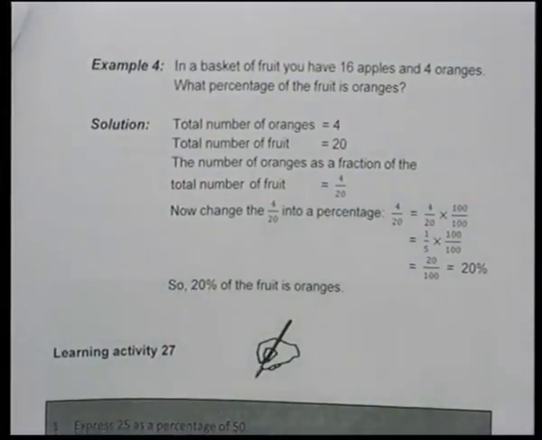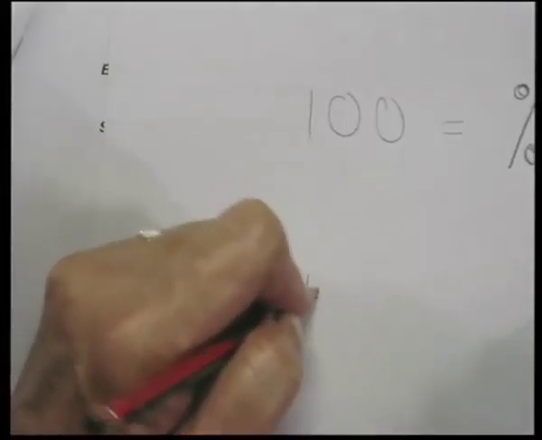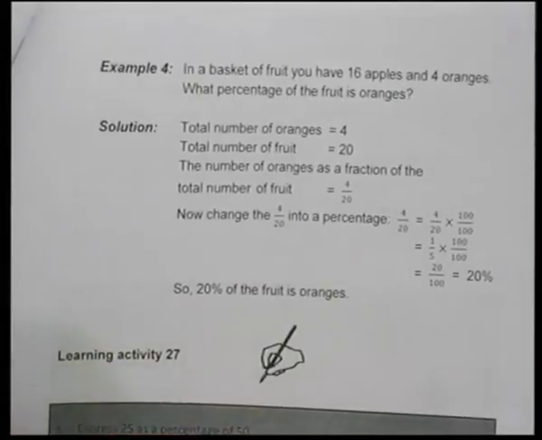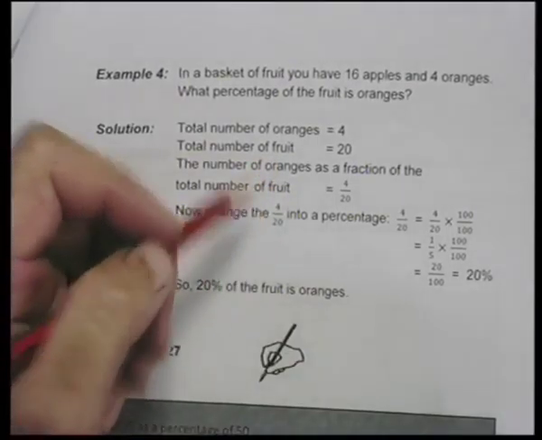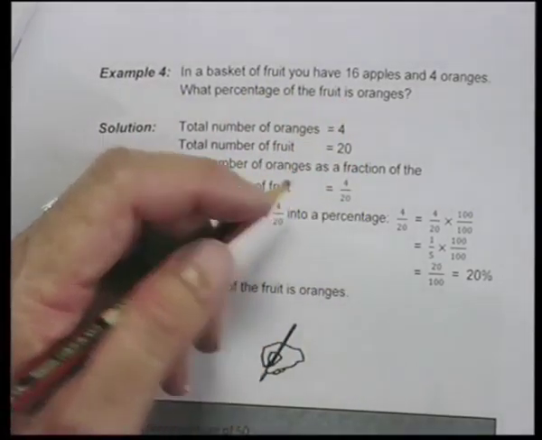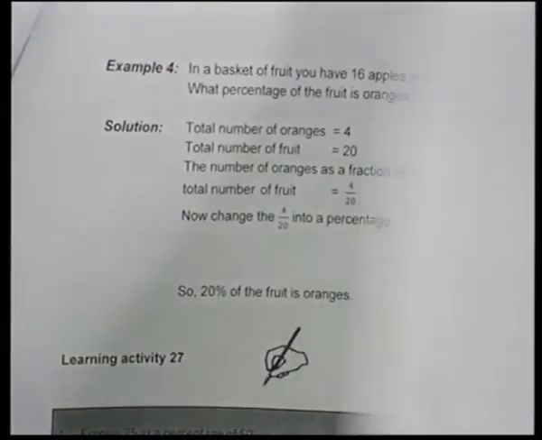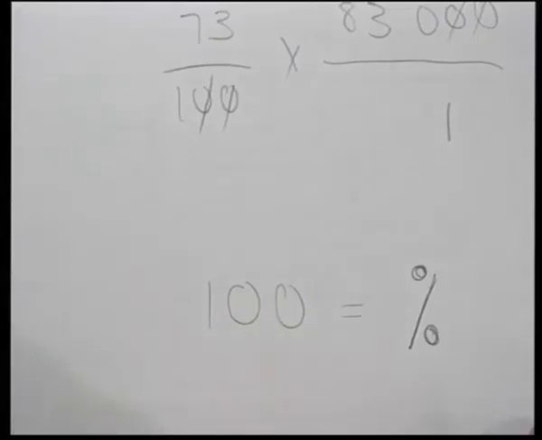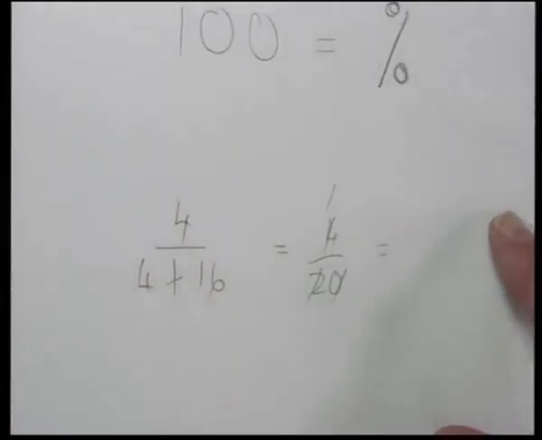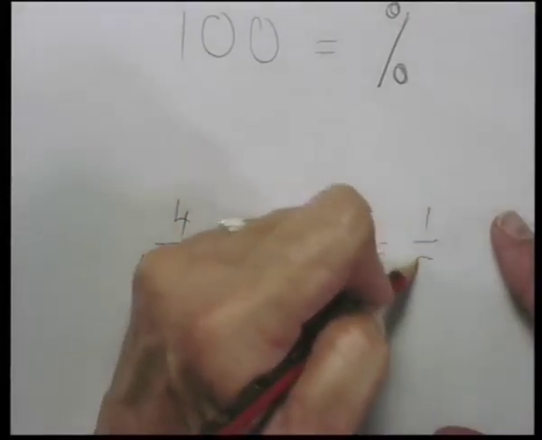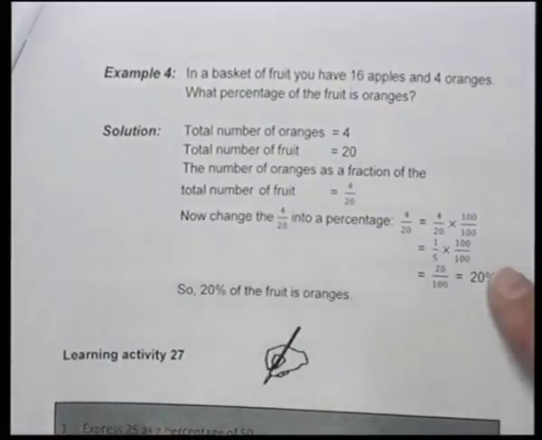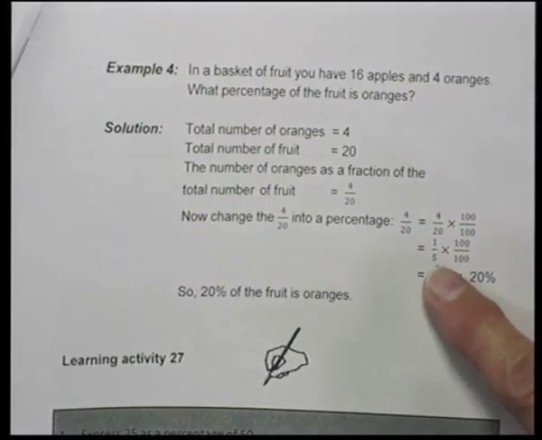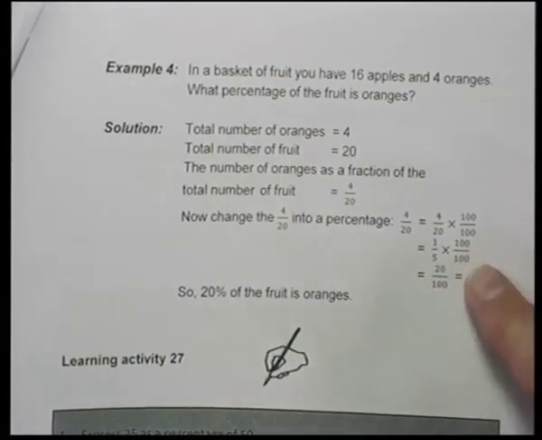So we use the 4 divided over what? The total of the fruit. So 4 plus 16. Not 4 over 16, but 4 plus 16. The oranges plus the apples. So 4 divided by 20 to find the percentage of oranges. 4 divides in once and 4 divides in 5 times. So it's 1 over 5. But that's a fraction. That is not the percentage.